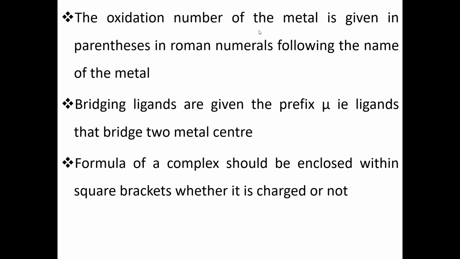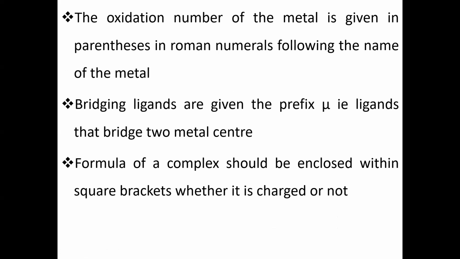Then the oxidation number of the metal is given in parentheses, that is in a bracket, and it's in your Roman numerals. That is how you write the oxidation number. So copper 2, your copper, which is your Cu, will now be in parentheses, bracket 2, and the 2 is in a Roman numeral, that is II in capital letters.